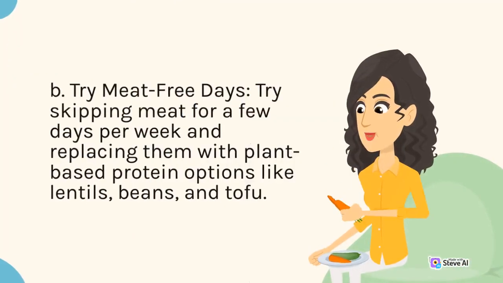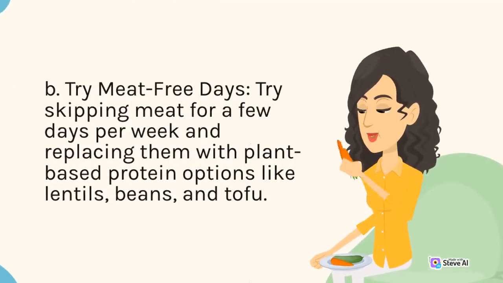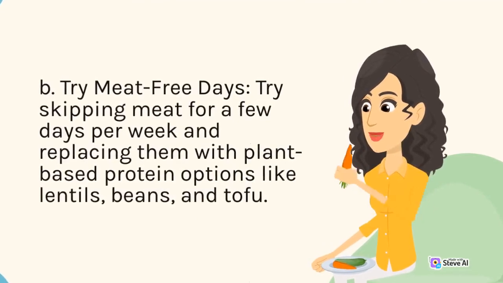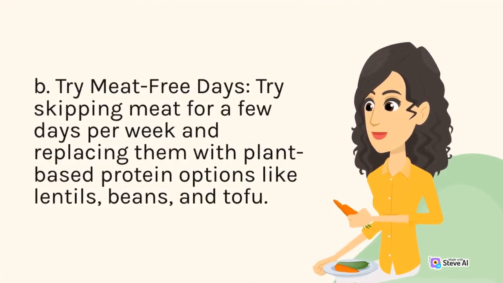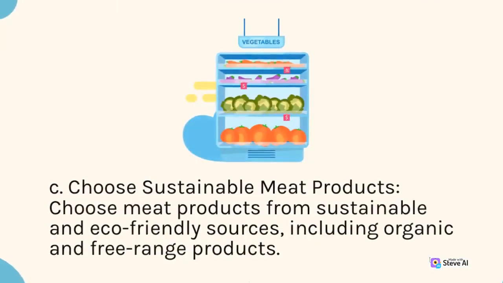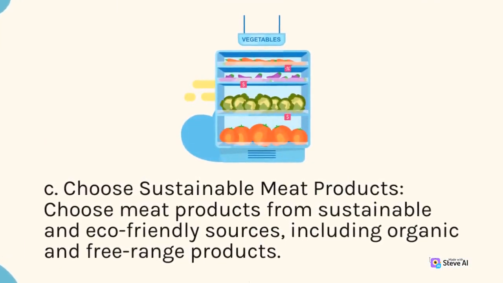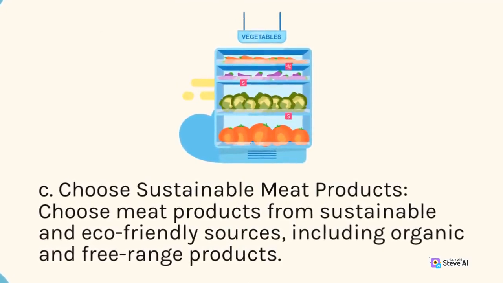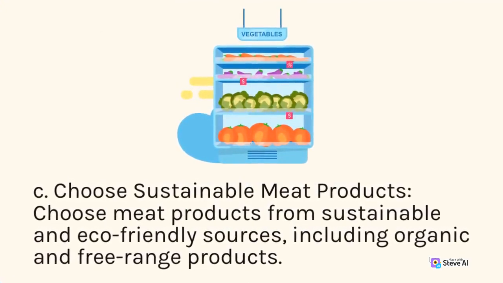B. Try meat-free days. Try skipping meat for a few days per week and replacing them with plant-based protein options like lentils, beans, and tofu. C. Choose sustainable meat products. Choose meat products from sustainable and eco-friendly sources, including organic and free-range products.